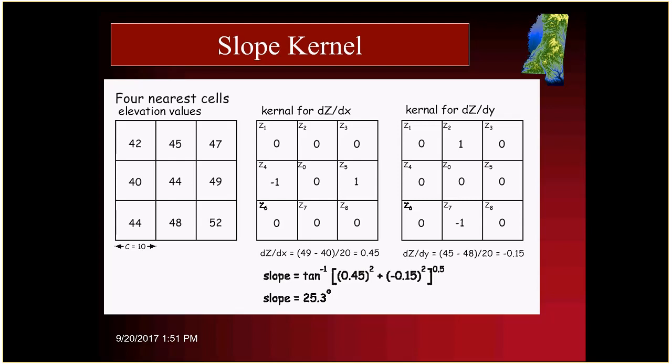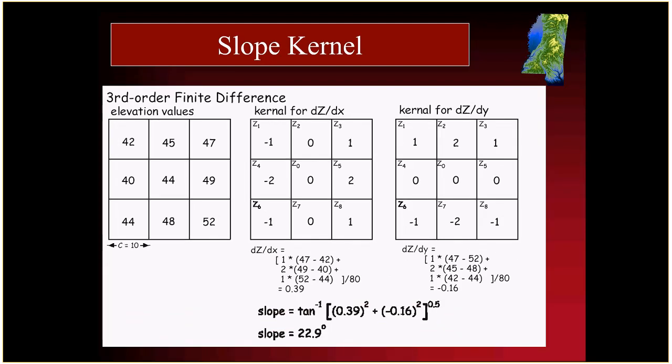Now the other method is a different kernel, and this kernel actually weights the center cell higher, but takes into account all of the east-west changes and all of the north-south changes. So we're going to implement one of these right now. I think I said we're going to do this one in the lab. So let's do that one. This one's actually a little more complicated.